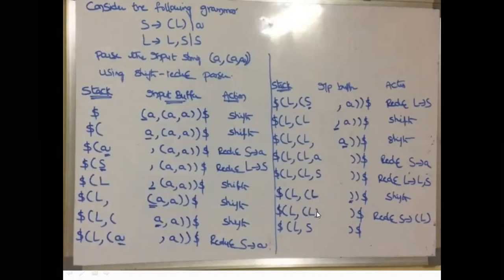So is there any production with open brace, L, closed brace? Yes, we are having the production with open brace, L and closed brace. So this is the production. So we are replacing this with the left side non-terminal, that is capital S. So we are performing the action reduce, S is production with open brace L closed brace. So this is replaced with S.